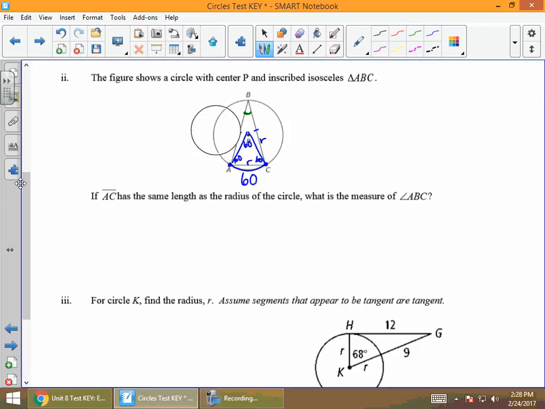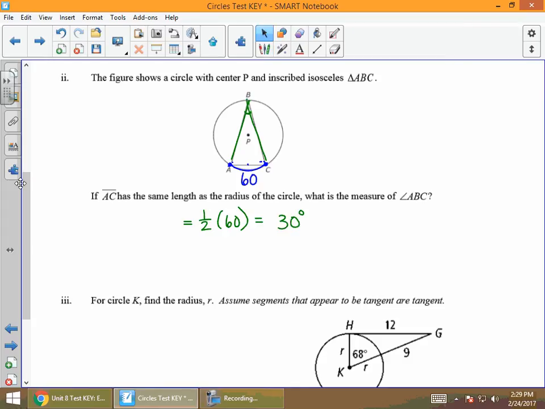So now let me get rid of some of this stuff in the middle. Because now as I look at this, it's pretty easy to find angle ABC. That is an inscribed angle. So an inscribed angle is equal to 1/2 of the arc, and half of 60 is 30 degrees. It's 30 degrees.